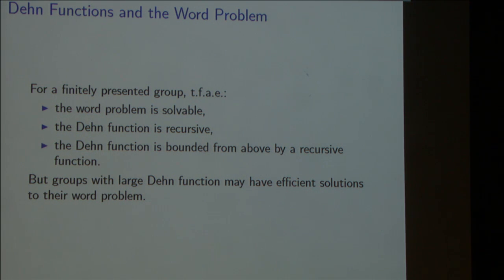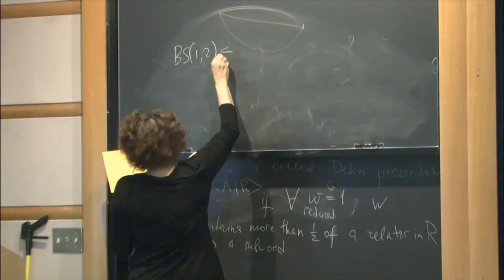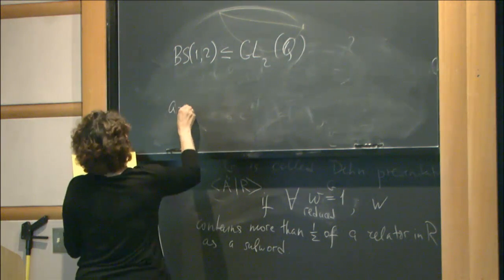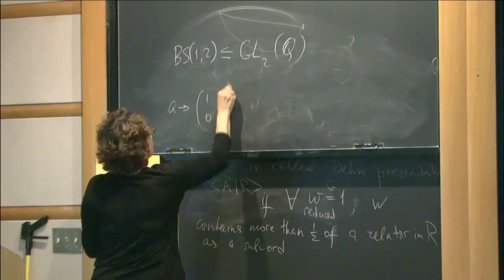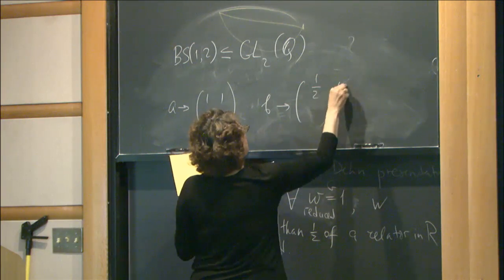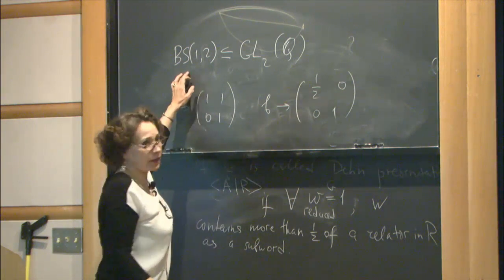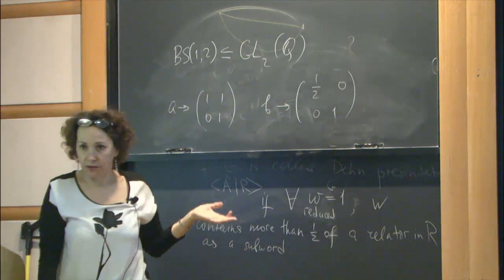For example, let me show you an example of a group. Take the Baumslag-Solitar group BS(1,2). It is a subgroup of GL2(Q), where a goes to this matrix and b goes to this matrix. And we know that it has an exponential Dehn function, right?